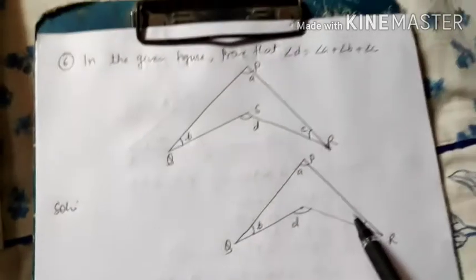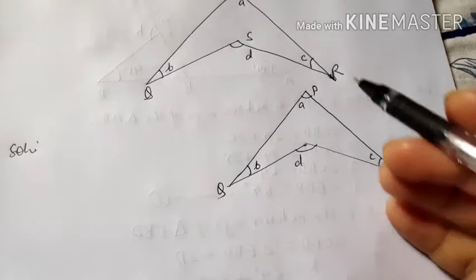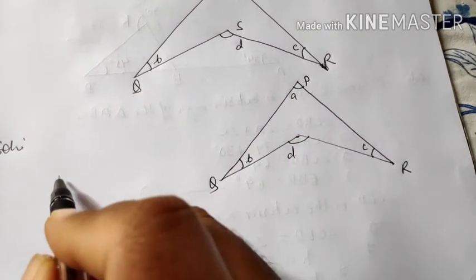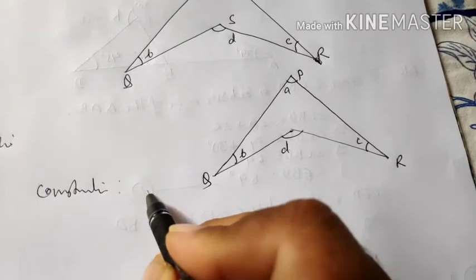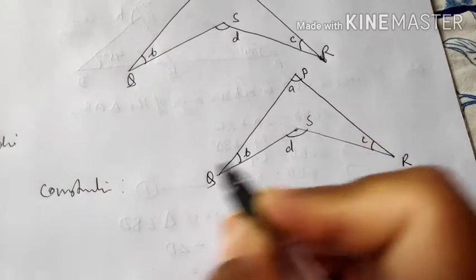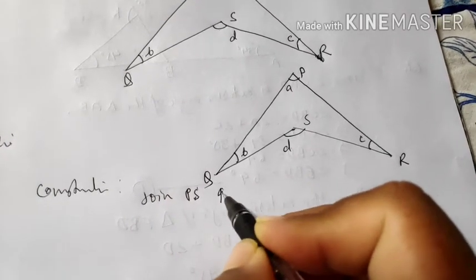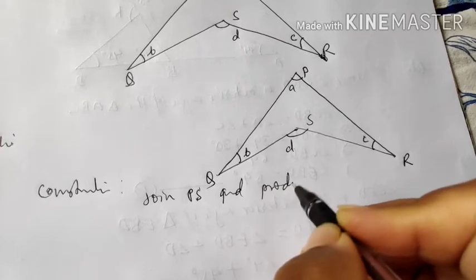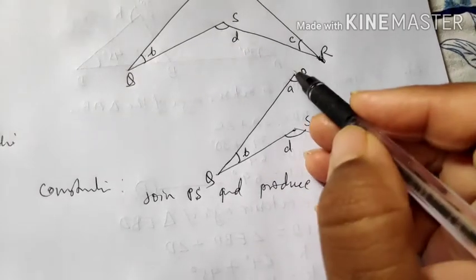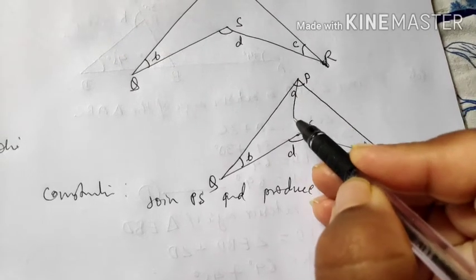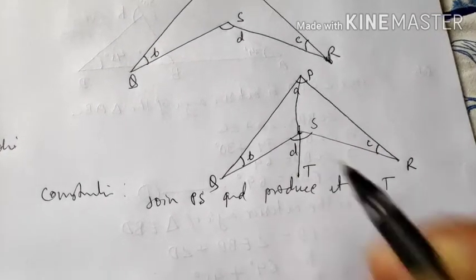Okay. So for this we do a construction. So first construction. Draw a line, join PS and produce it to T. So first we join PS and we produce this up to T. Okay.